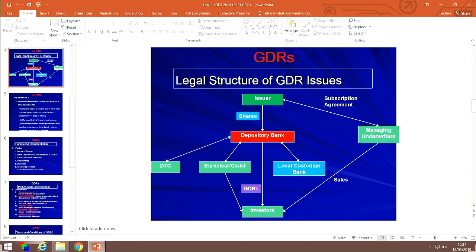Who would get the shares from the issuer? Well, the original corporation will issue the shares, but will issue it to the depository bank. Okay, let's go back. You're an issuer. You want to raise $1 billion by a share issue. Now, you can do that by distributing the shares all over the place, or you can simply do this. Issue one block of shares worth $1 billion to the depository bank, which then issues GDRs to international investors.